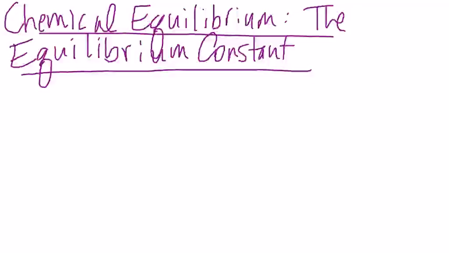Hey guys, this is the second video in our series about chemical equilibrium, and this one focuses on K, the equilibrium constant. As we said in the previous video, K can tell you quite a bit about whether you have a lot of product or reactant or relatively equal amounts of product and reactant.